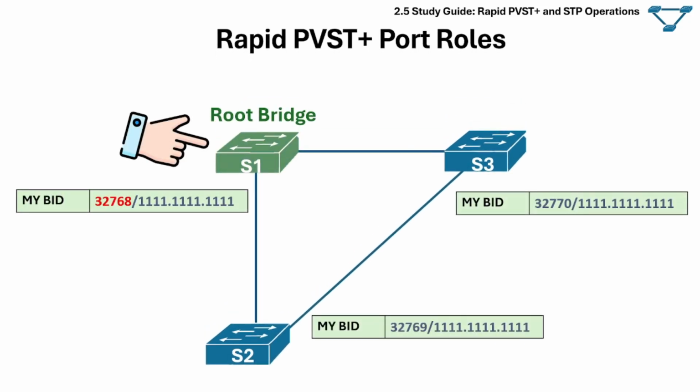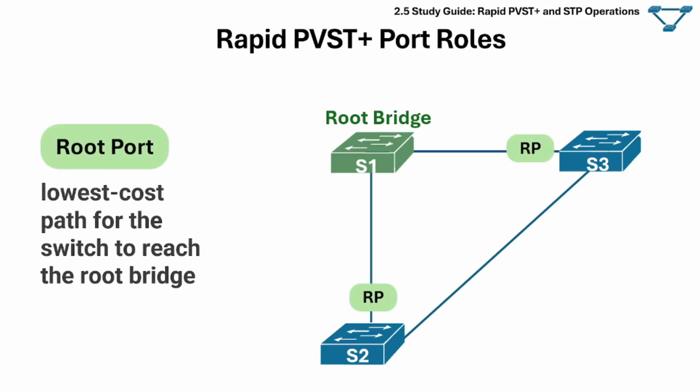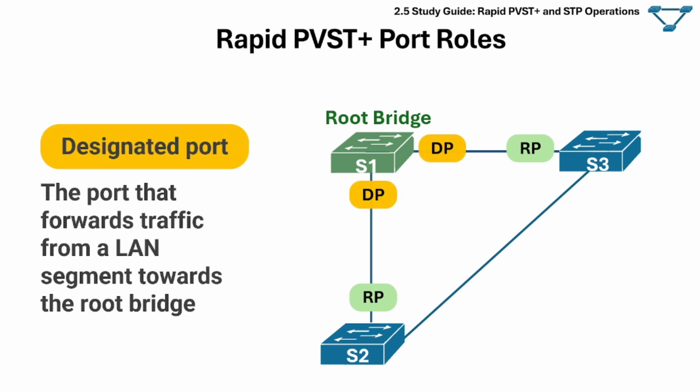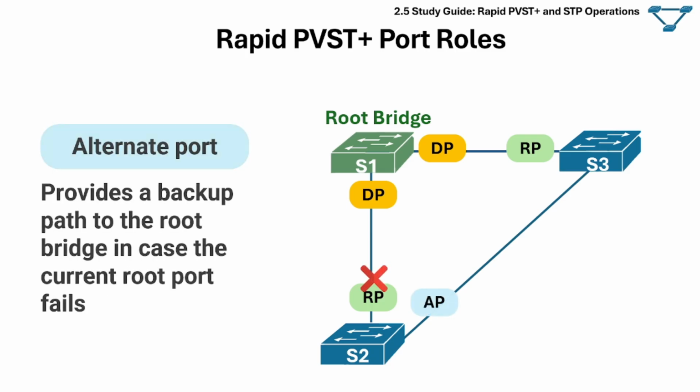Rapid PVST+ picks the switch with the lowest bridge priority value as the root bridge, and then assigns one of the following roles to each port. First is root port. This is the lowest cost path for the switch to reach the root bridge. Every switch except the root itself has one. Next is designated port. This port connects to the switch, offering the best path from that specific LAN segment to the root bridge. Then, there's the alternate port.